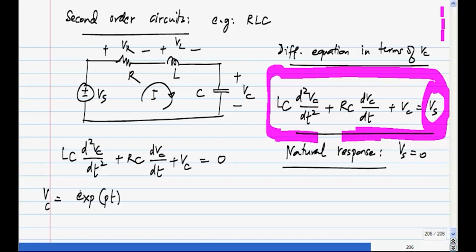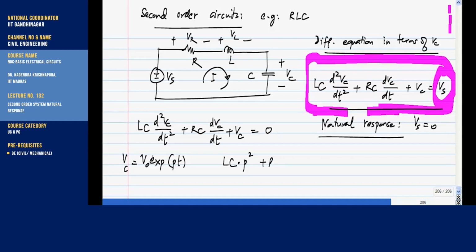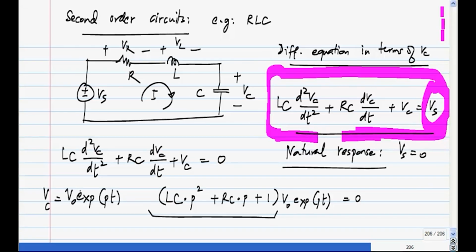Okay, so if I do assume that Vc is something, let me use P times T here. And just for keeping dimensions correct, I will use V0, but that will cancel out anyway. So what do I have? What is the first term? If I substitute this Vc into the differential equation, Lc times P square plus Rc times P plus 1 times V0 exponential Pt equals 0. Okay. The only way this is going to happen is if that quadratic equation equals 0.